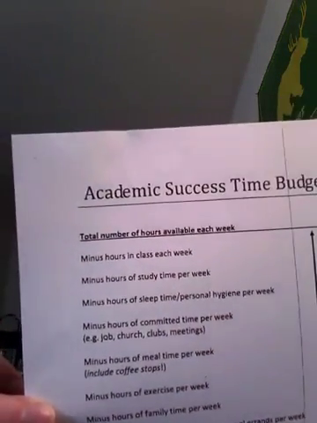And then the next line says minus hours of meal time per week. Make sure that you include coffee stops, because as college students, we all need coffee. My time for that is maybe about 3 hours a week. And then hours of exercise per week. This can be a hard one to budget in unless you're really enthusiastic about working out. I'm going to say maybe 6 hours.